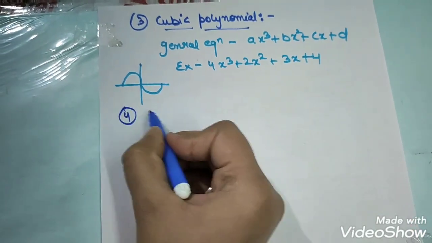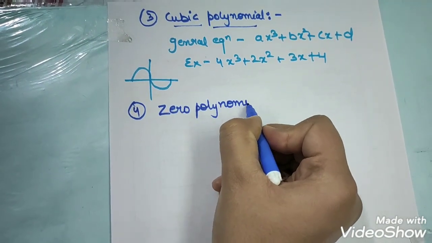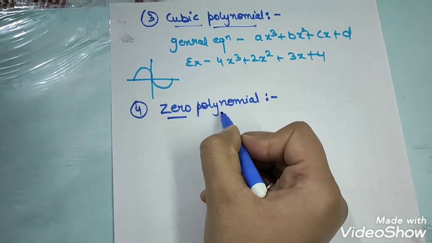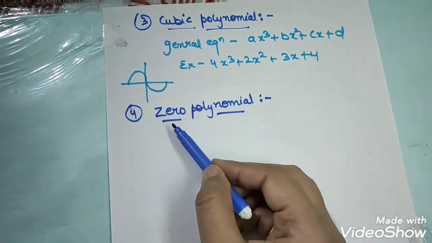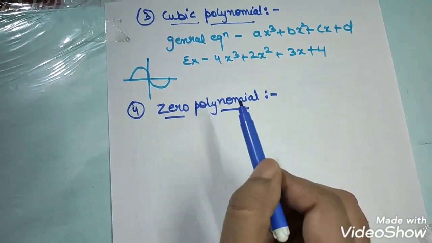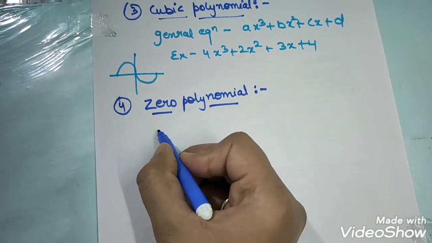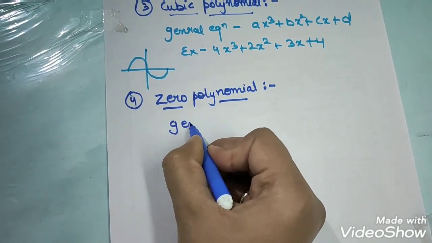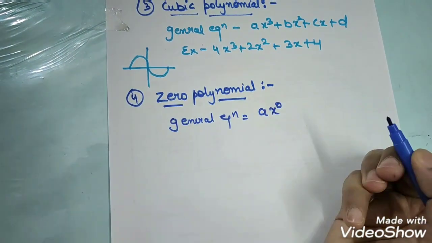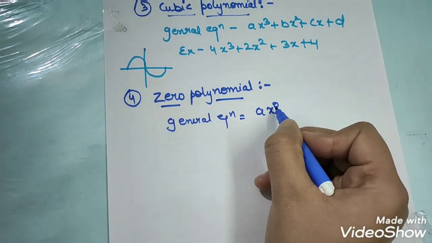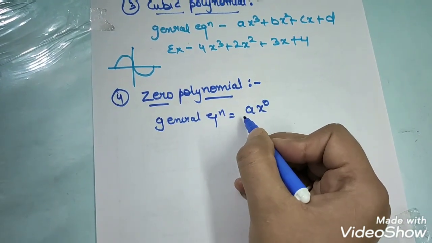Next is the zero polynomial. So what is a zero polynomial? From zero, get an idea that it is when the degree, or highest power, of any variable is zero. If I write the general equation, it is ax to the power 0. Here the highest power of any variable is 0, and a is any constant integer.